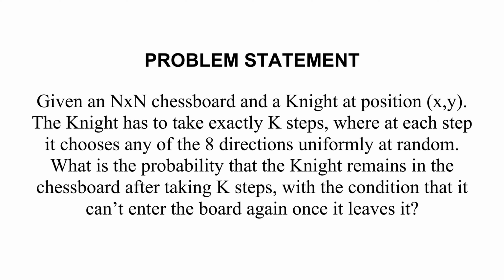In this problem statement, you are given a chessboard of size n cross n and a knight piece starting at a specific position on the board. The knight moves according to its usual rules in chess, where it moves in an L shape, either 2 squares in one direction and 1 square in a perpendicular direction, or 1 square in one direction and 2 squares perpendicular.